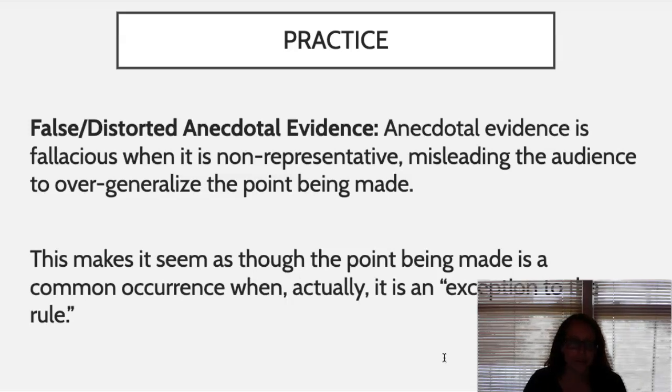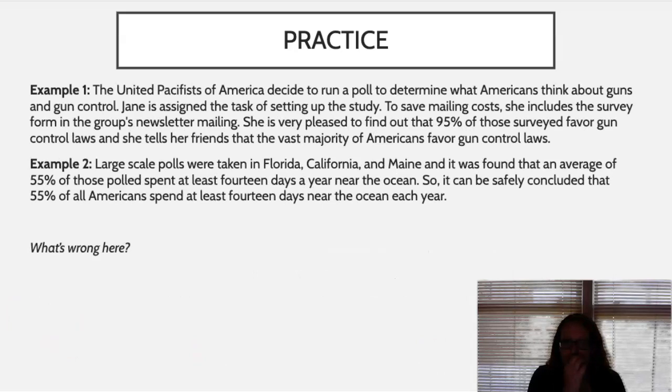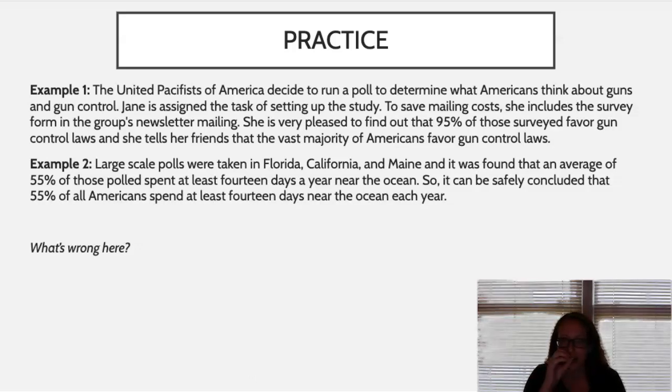In this case, I'm going to go back to the examples. They just sent it out to pacifists, to people that only have the one opinion. They didn't get a diverse range of people, and they're assuming that this is representative of a whole country. It might even be a small survey set. We don't know how many people are included in the United Pacifists of America newsletter mailing, but it's not a diverse enough range to say all of America.